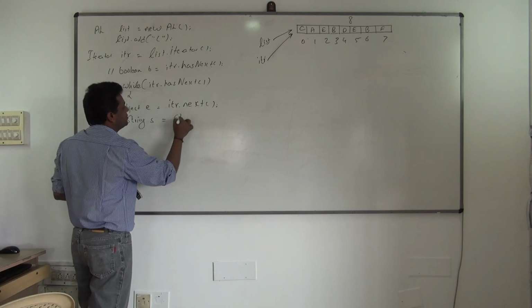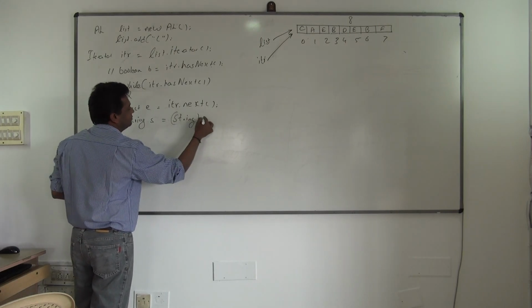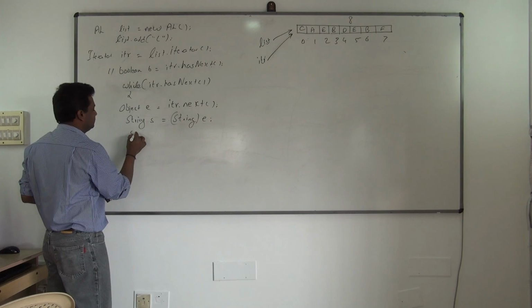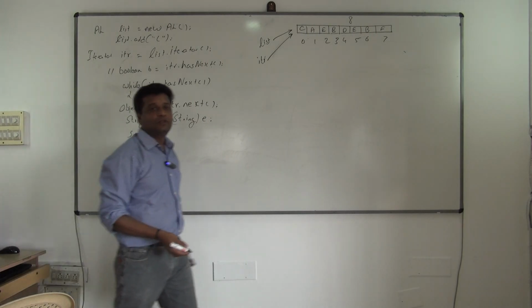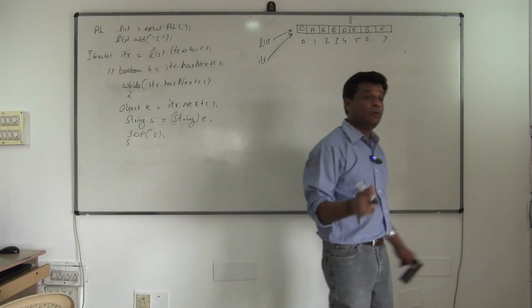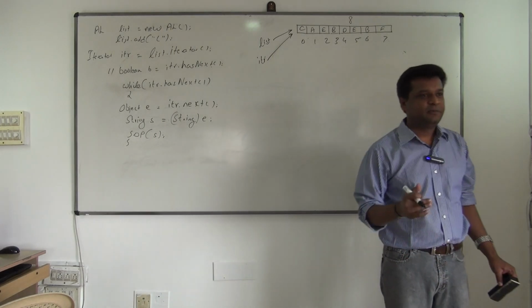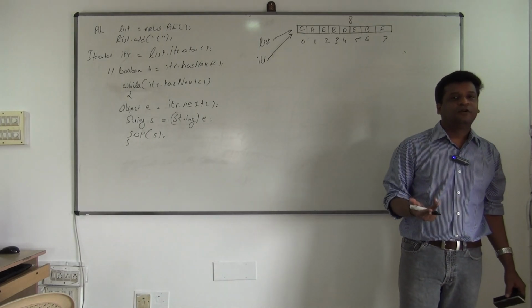Typecast it to string and use it. Finished. You are using now. That's it. No for loop, use the iterator now. Why? We'll check. It's better to use an iterator over a for loop.